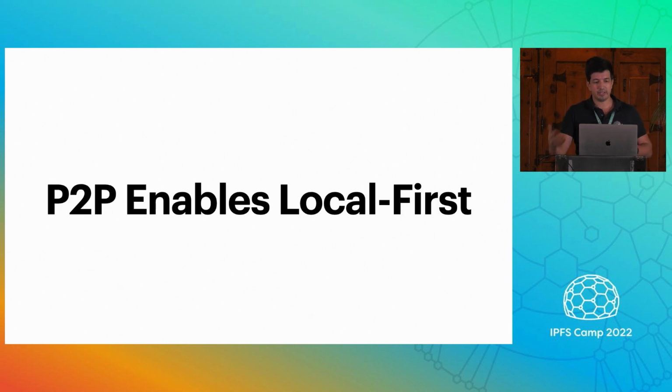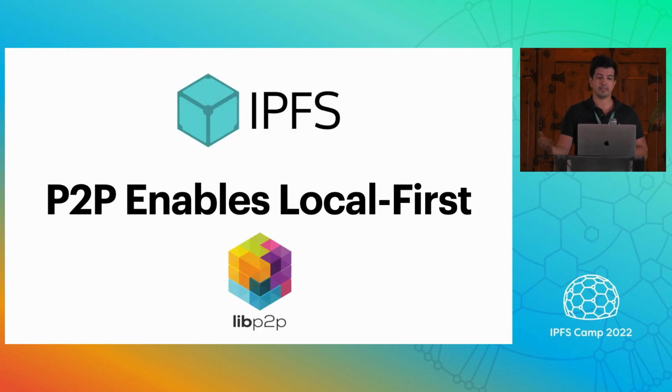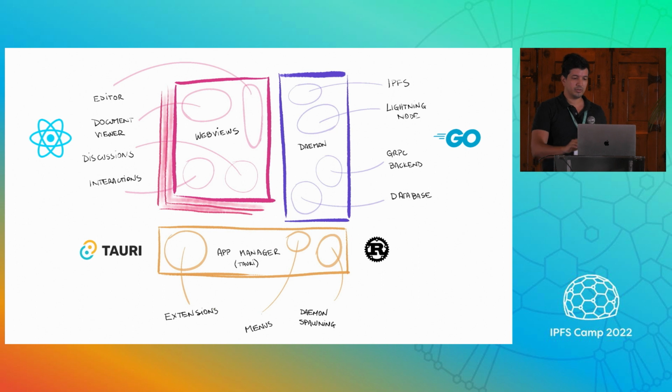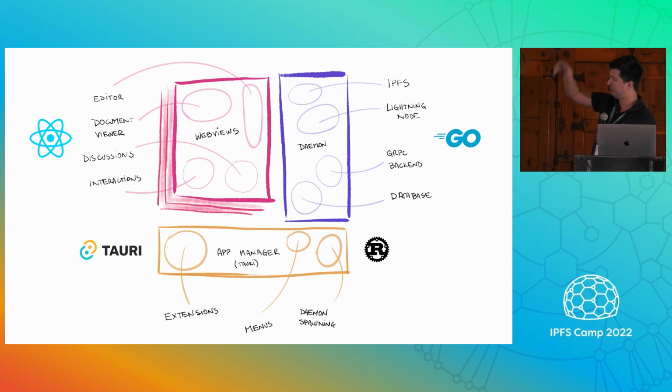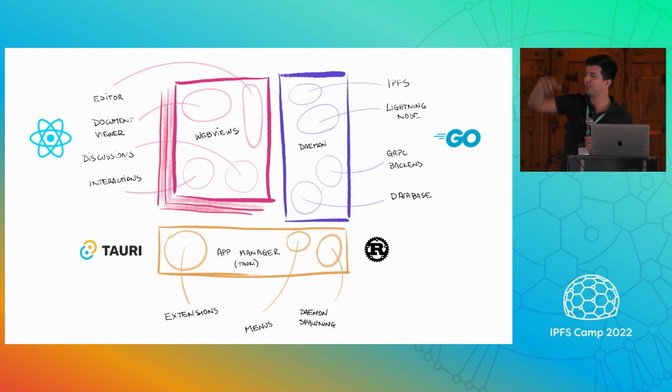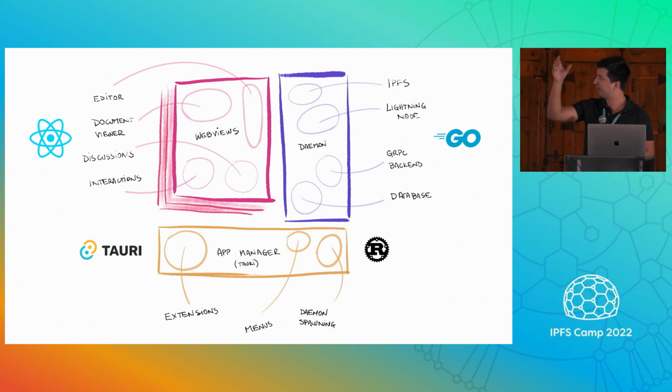And we believe that P2P enables local first, and we are betting on IPFS and libp2p to do that. So here's a very narrow, 100-foot view of the architecture of the application. We have the main process, which is built on Tauri. We have a daemon, which is built on Go, and has all the IPFS and graph database and all the things inside. And then we have a web view.